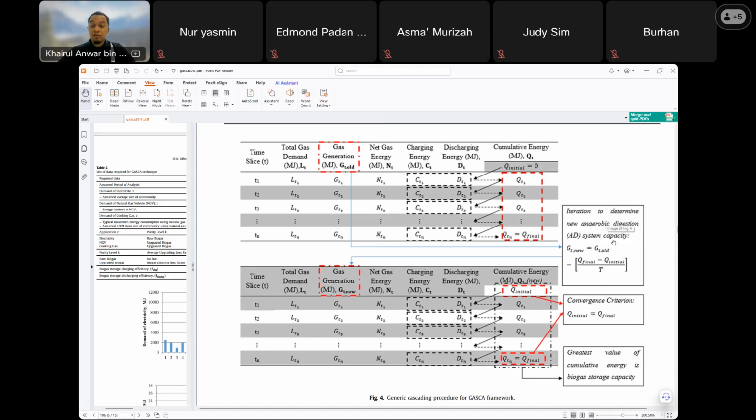Iteration to determine the new capacity. So GT new equal to GT old minus QT final minus Q initial over T.